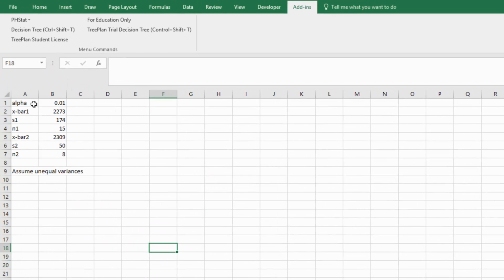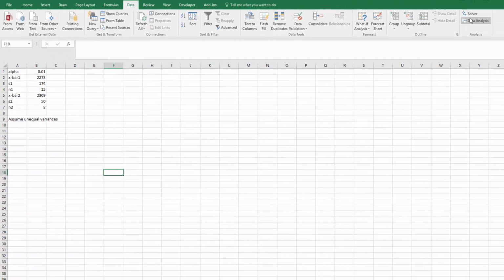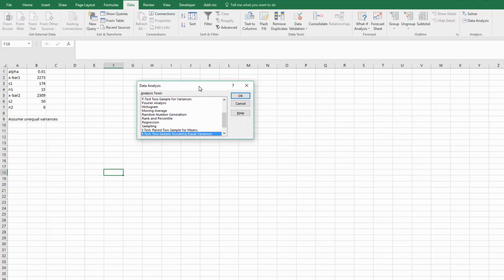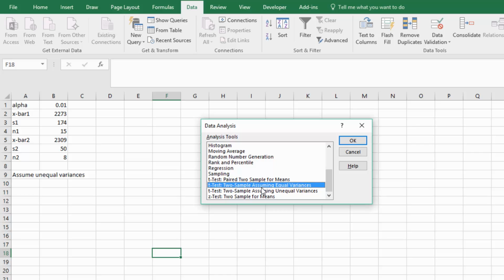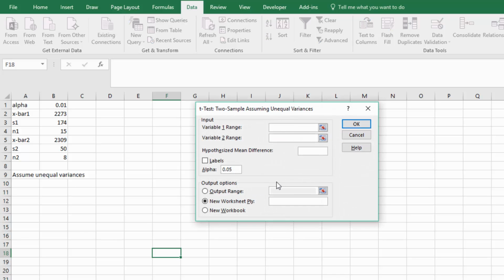I've copied over the data points, and I wanted to just point out that if you wanted to use the data analysis tool, if you look down there, it gives you a t-test for equal variances and unequal variances. So just click on that and click on OK. But when we get there, it wants raw data. And so it becomes problematic because we do not have raw data to give it. So we can't use the data analytics package to solve this particular problem.